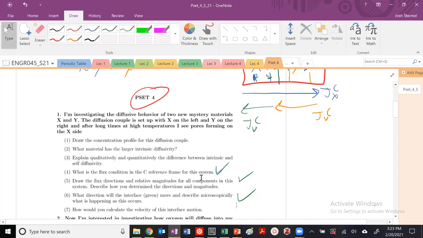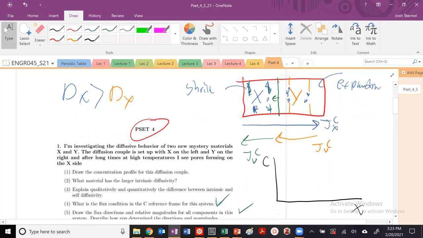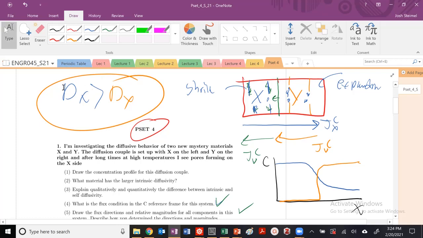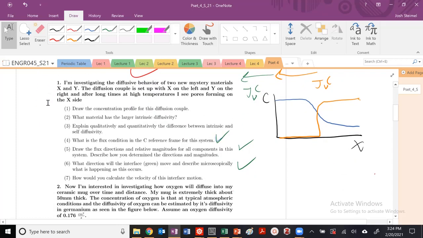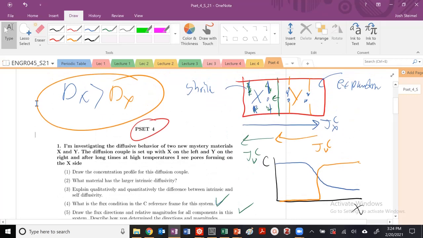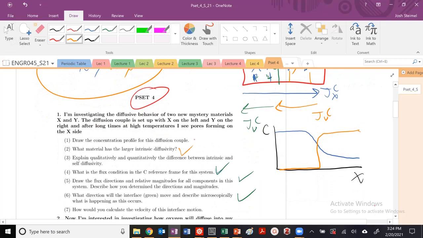What's the concentration profile for this diffusion couple? I like this problem. If I were to draw the concentration as a function of X, because my diffusivity of X is higher, it's 100% here and non-zero on this side, whereas Y is 100% here and then drops to 0. This relationship allows me to draw this. And it will change as a function of time. That's the initial profile at very, very small times. Which material has the larger intrinsic diffusivity? We've already answered that one as well.